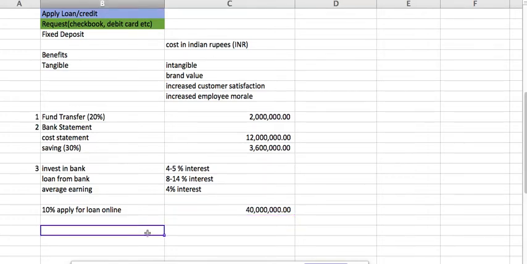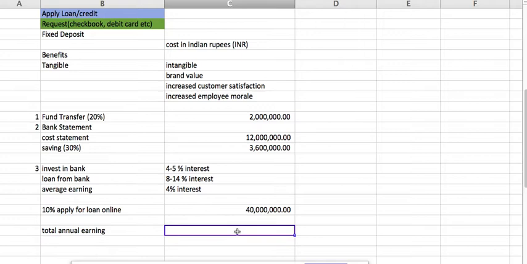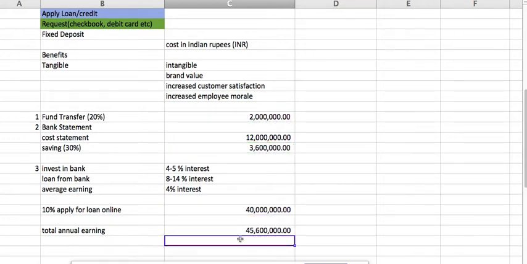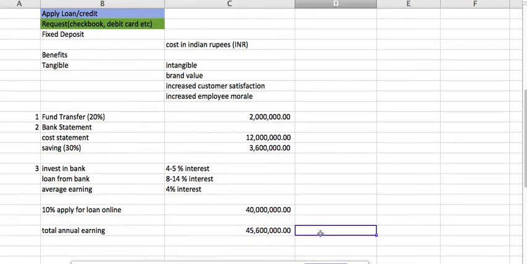So now the total earning, if you want to do it for the year, basically the total annual earning, will be this one plus this one, the savings, plus the fund transfer. Okay, let's do it. So this is your earning in Indian rupees, and if you want to do it in USD, you can just take this and divide by, I guess, 70, which is the average dollar value now. So this is what you are earning.